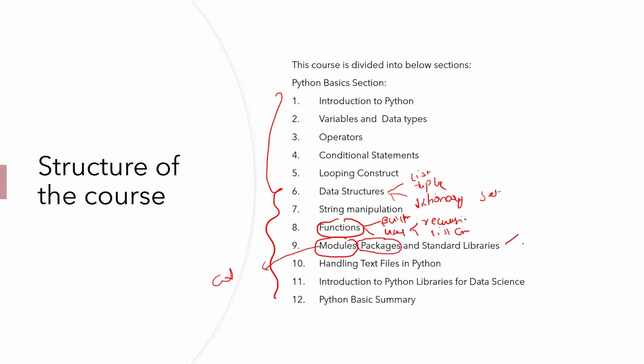What are the different standard libraries we have? Different standard libraries in Python like numpy, math library, date library, OS library, something like that. If you have different text files, how to handle them, how to read the text files into Python, how to write the text files, how to add content to a text file, right?